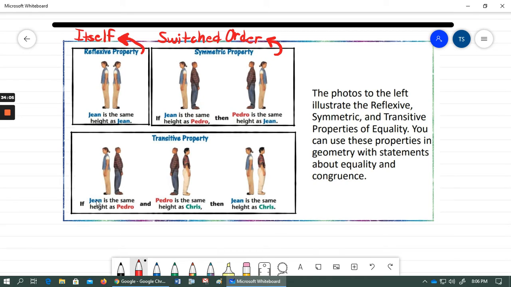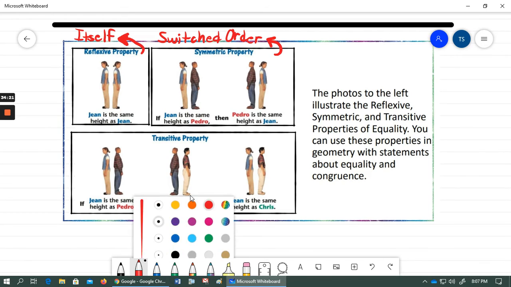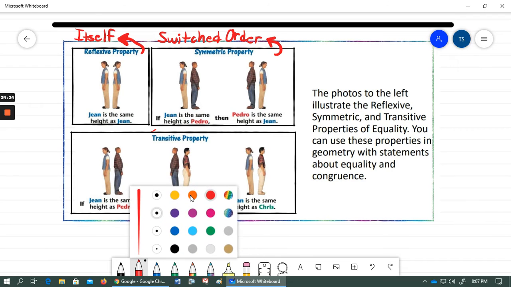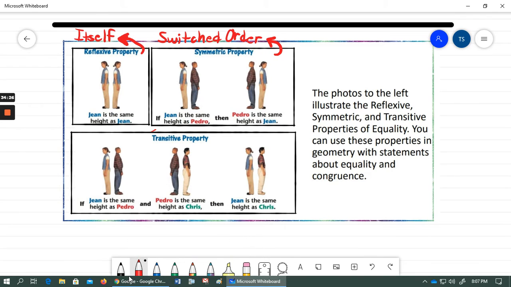Now you see that? They compared Gene with Pedro. Then they compared Pedro to Chris. You see that? And because this is an illustration, let me show you what's going on right here. You see this fella right here? Y'all see Pedro? Look at Pedro.